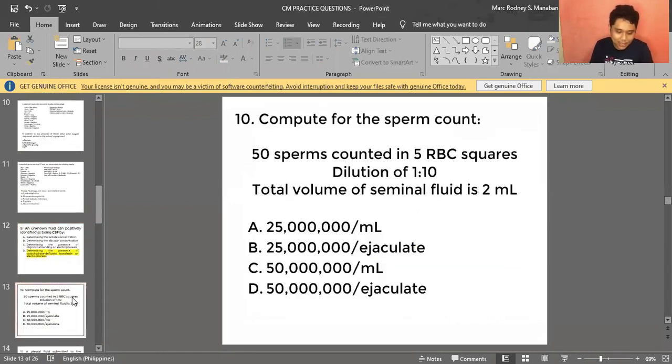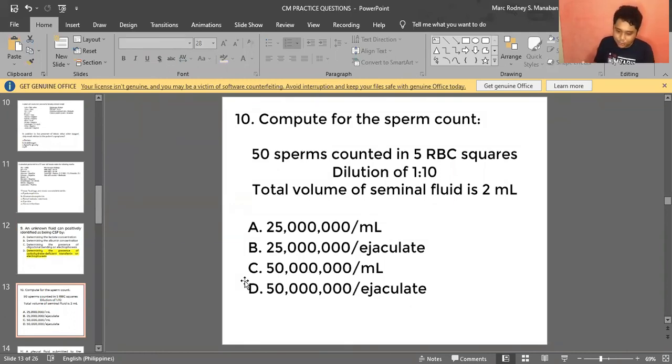So, letter D. Okay? Alright. Number 10, compute for the sperm count. Sige, mag-computation ka. So, 50 sperms counted in 5 RBC squares. Take note, lang tawag ang dilution. Dili siya 1:20. So, in this case, mugamit ta sa original formula. So, ato lang i-take note. Sige, pag-solve mo. So, 50.